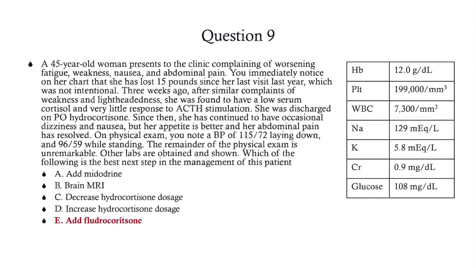The fact that she got a little bit better, but she is still having this orthostatic hypotension, her sodium and potassium were off, she had a low sodium, high potassium, those are indicators that you have a mineralocorticoid deficiency or a hypoaldosteronism. And so you need to fix that as well.